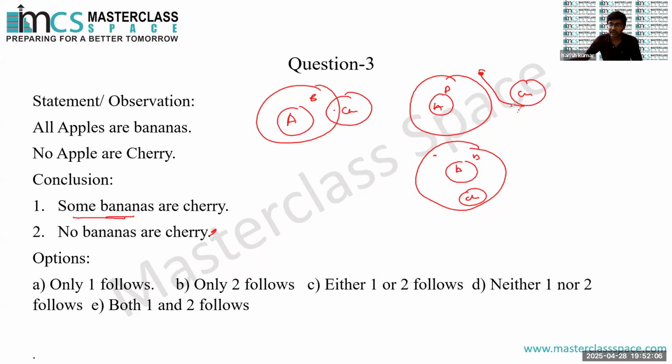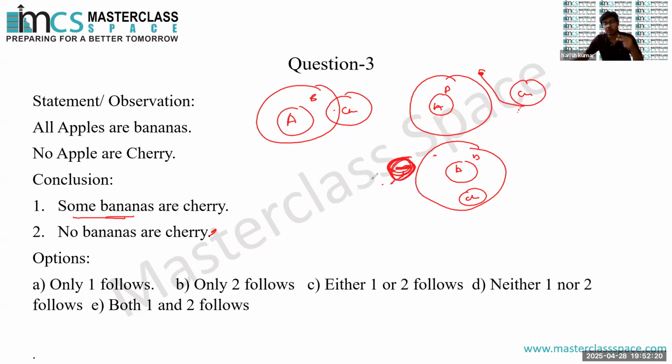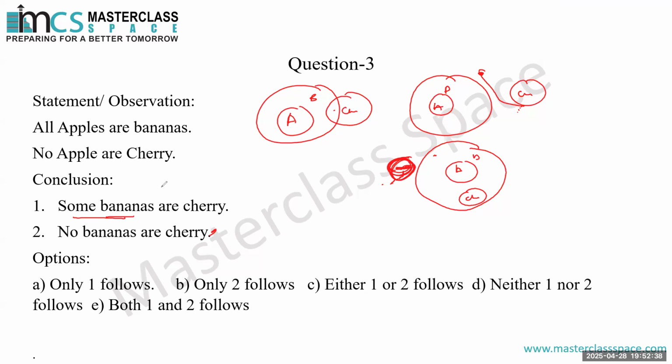Because here is a condition in which all bananas are cherry. Are you getting my point? Yes, sir. So in this, what will happen? Both of them are individually wrong and both of them together also, we can't conclude that either one or two follows. So here the answer is neither one nor two follows. Option D is your answer. Clear? Yes, sir. All right.